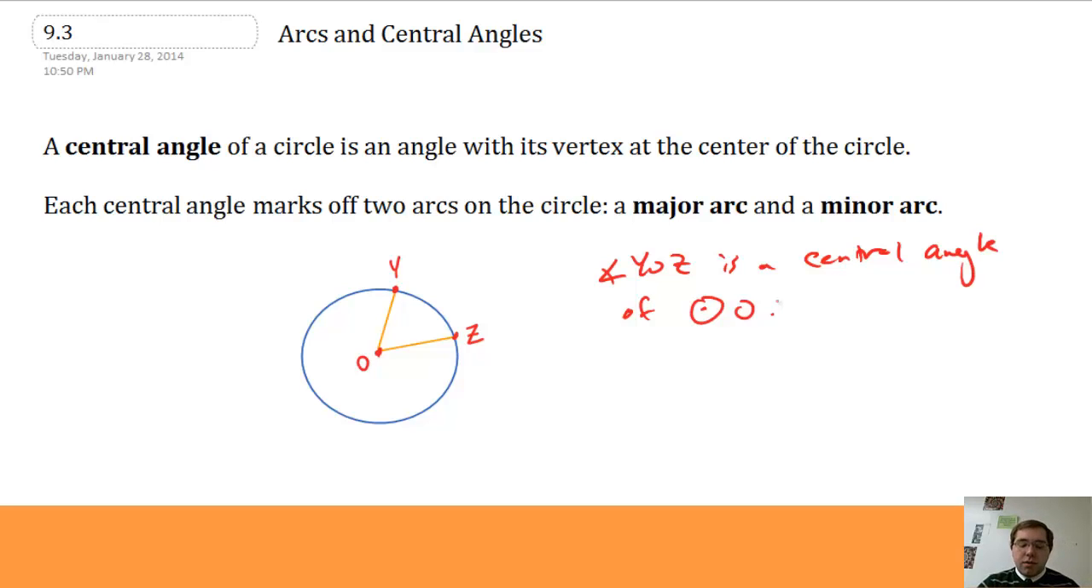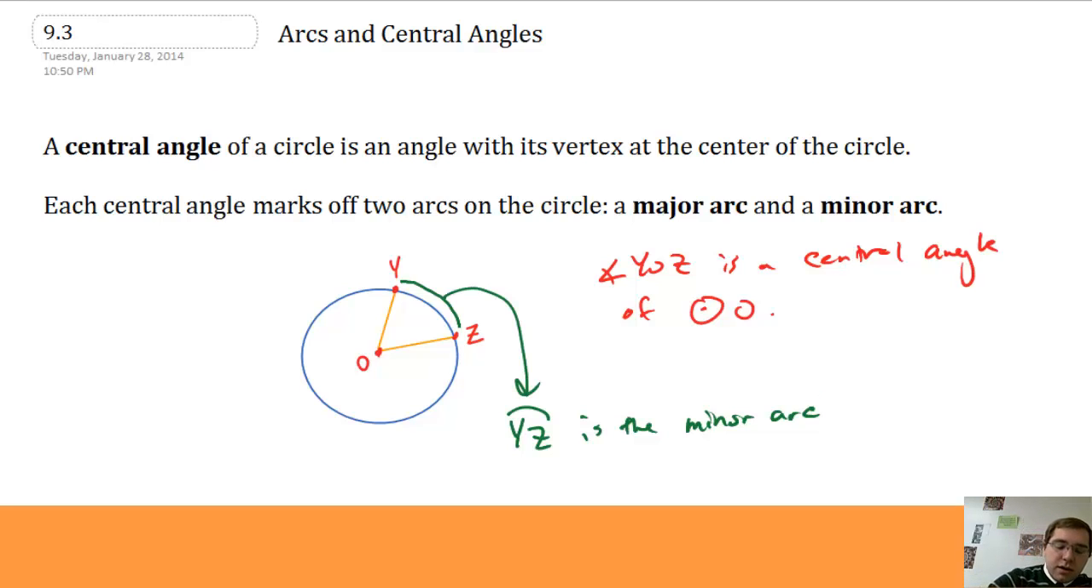Each central angle of a circle marks off two arcs on the circle, what we call a major arc and a minor arc. The minor arc is the smaller one, which is arc YZ here. We write arcs with the two letters and a curved line over top of it. YZ is the minor arc. The minor arc is the one in which all of the points on the arc are on the interior of the angle. Or another way of saying that is that the minor arc is the smaller one.